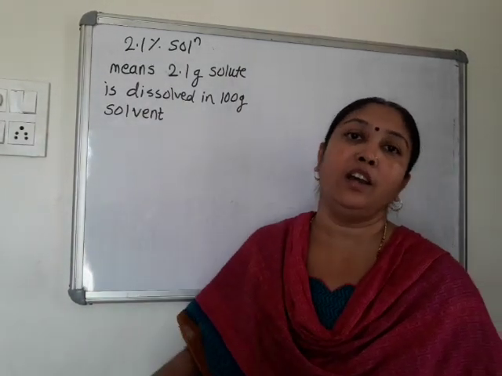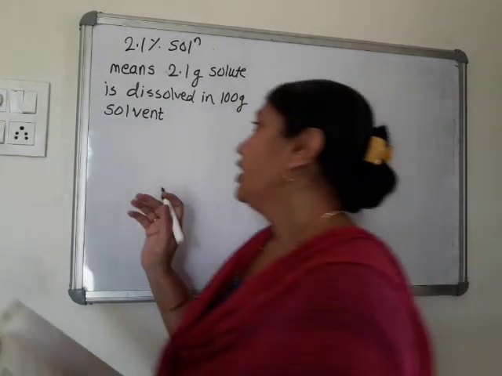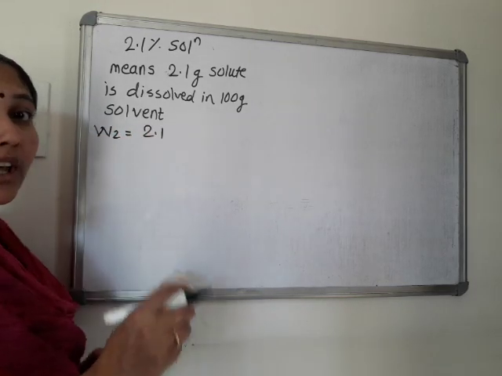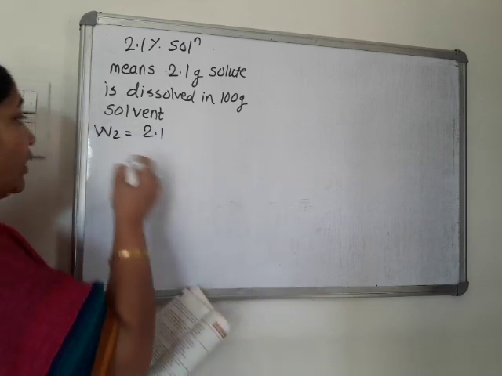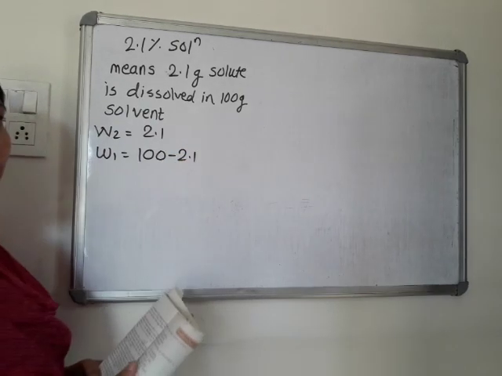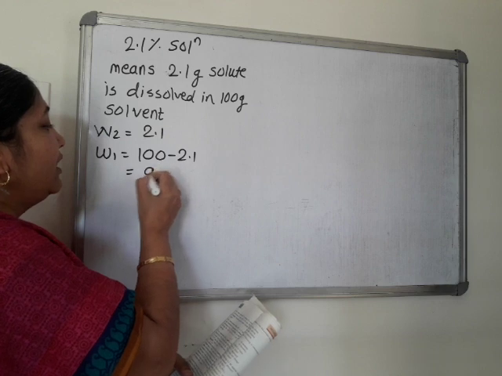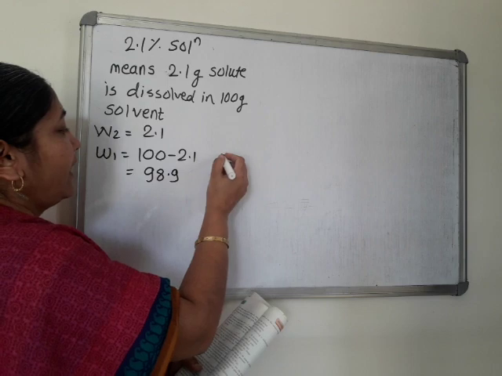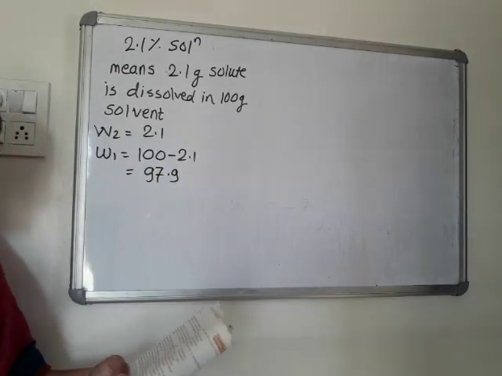2.1% means in 100 gram of solution, 2.1 gram of solute is present. So we get the value of W2 directly here, 2.1. And what is W1? W1 is not 100 here. W1 will be equal to 100 minus 2.1. Understood? So what is its value? 97.9 or 98.9? 97.9. Yes, it is 97.9.